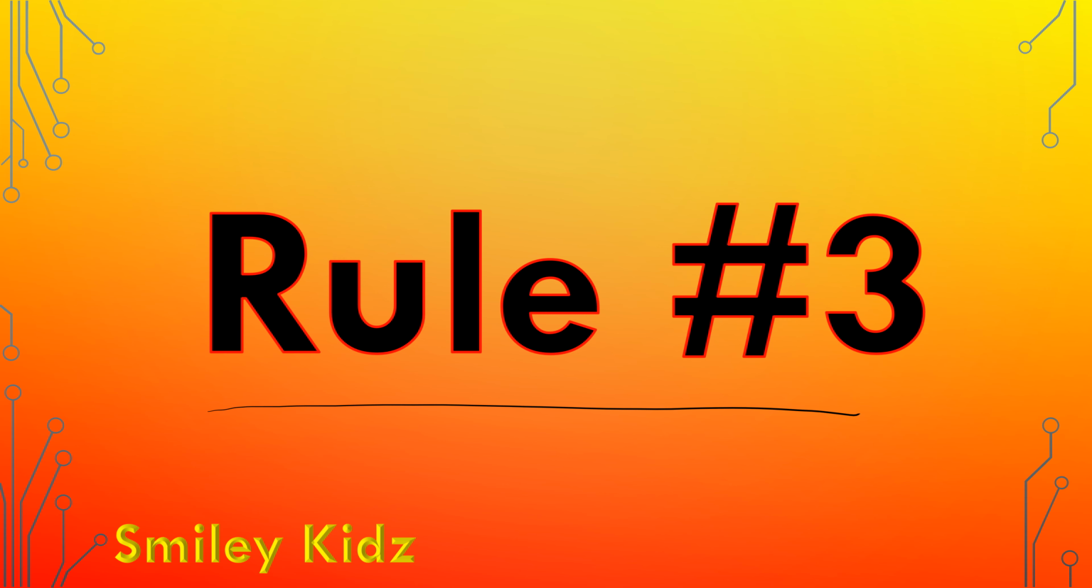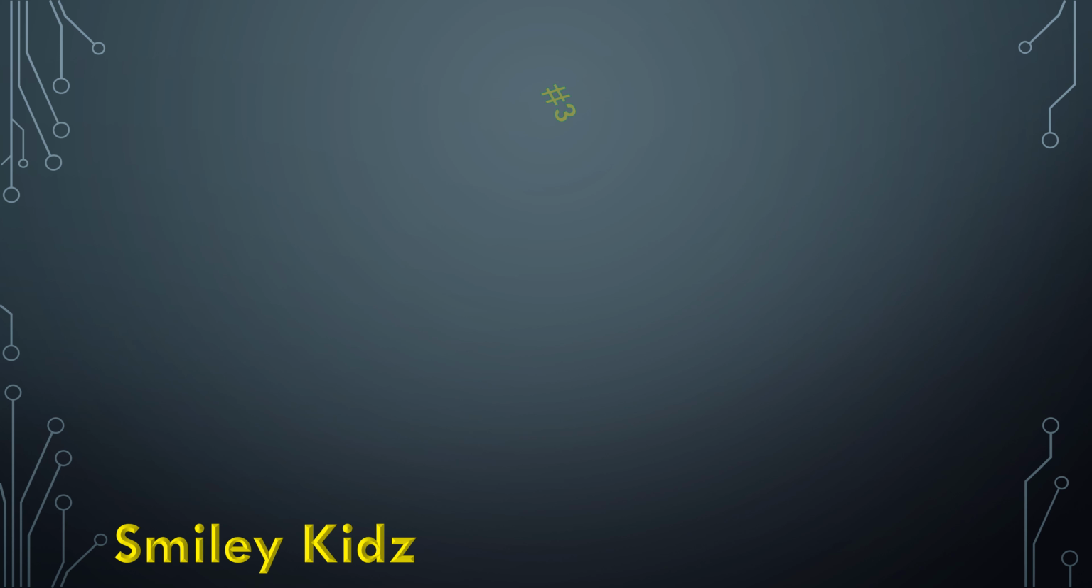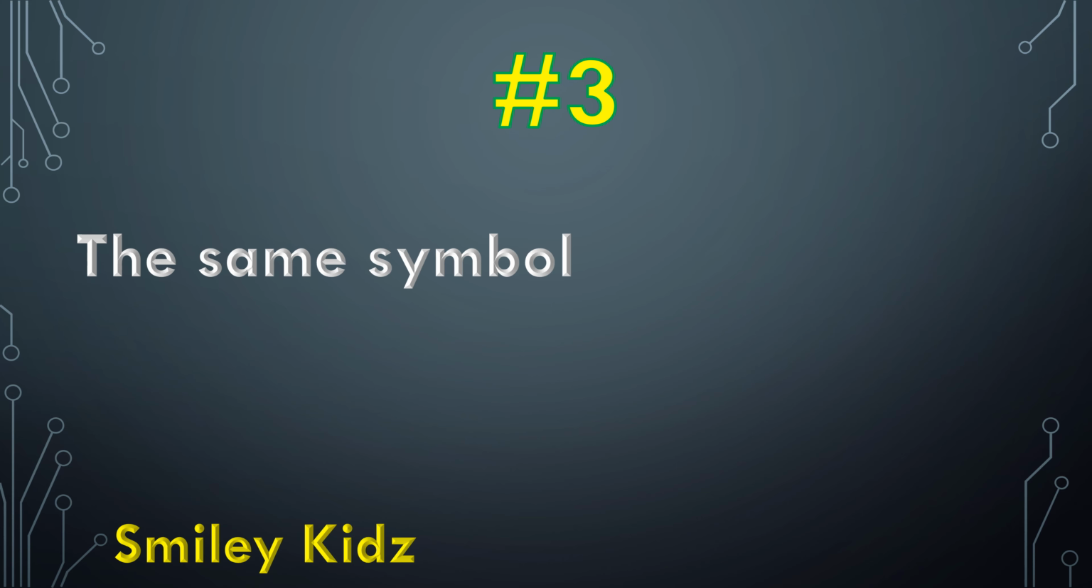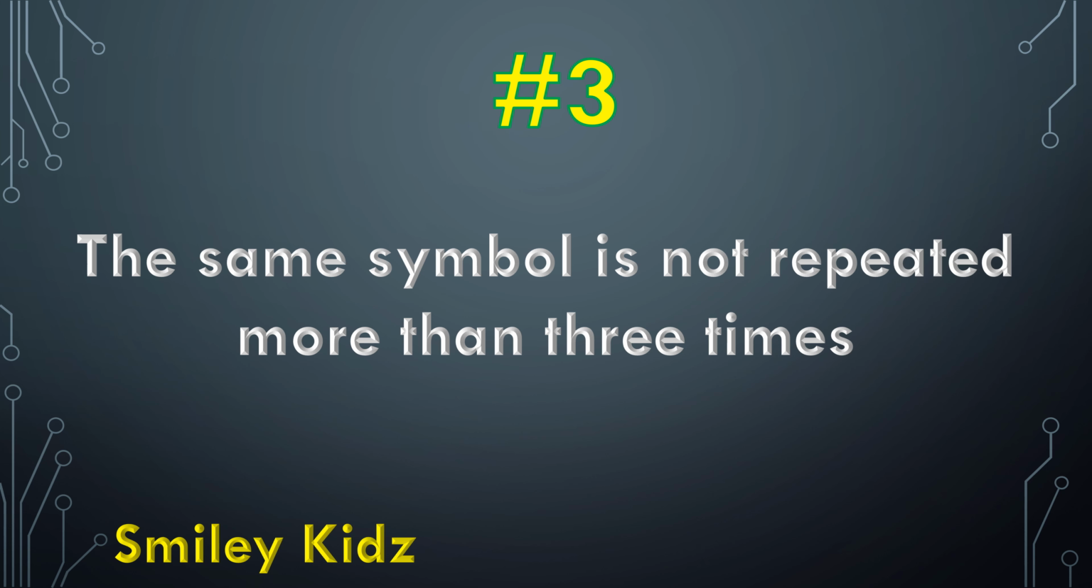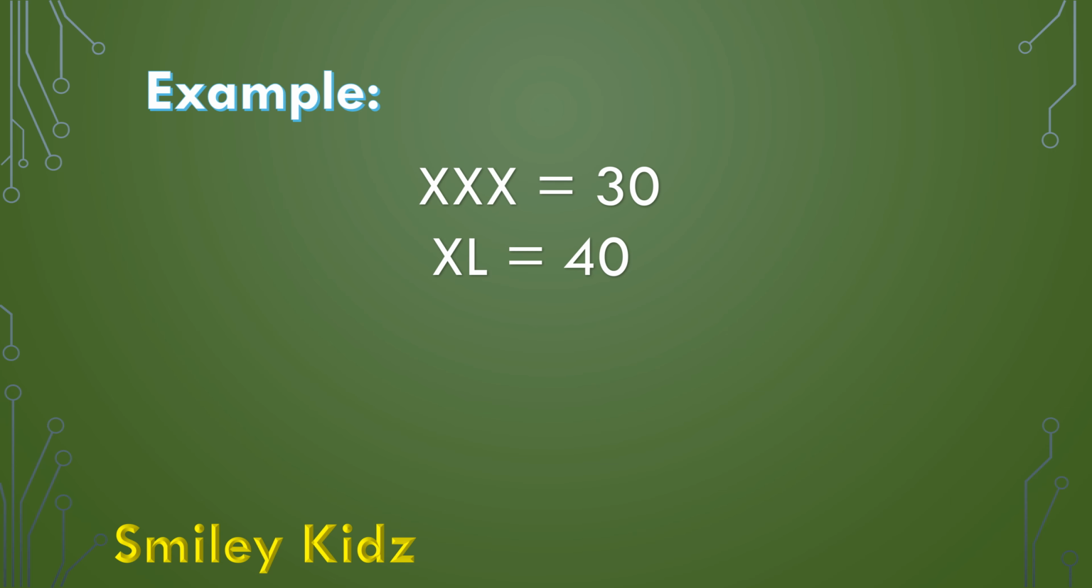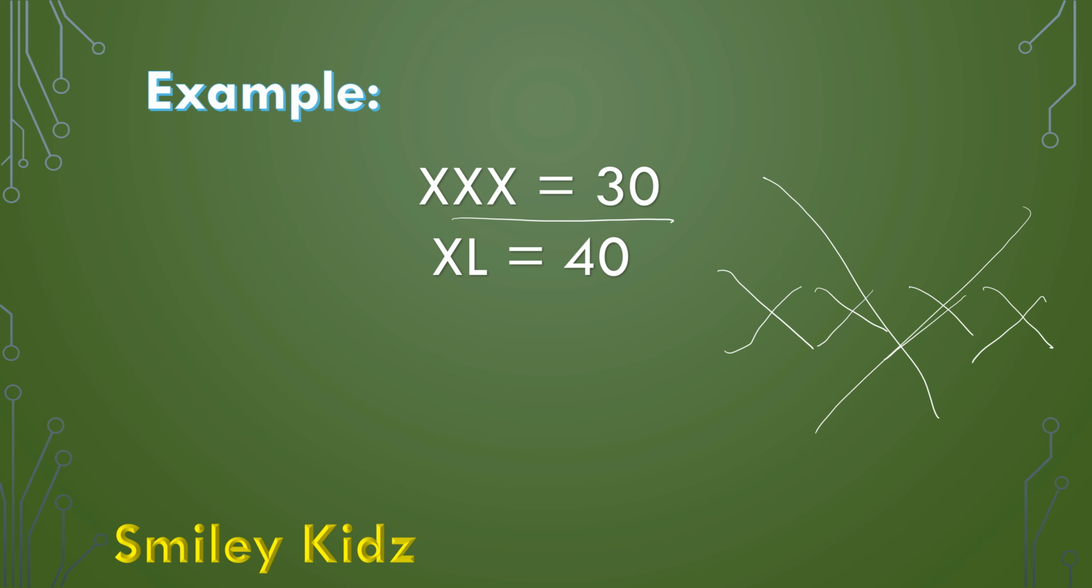Rule number 3. Rule number 3. The same symbol is not repeated more than 3 times. Now let's see an example. XXX is equal to 30. For 40, we will not write X, X, X, X. It is not accepted. For 40, we write XL. So, same symbol is not repeated more than 3 times.